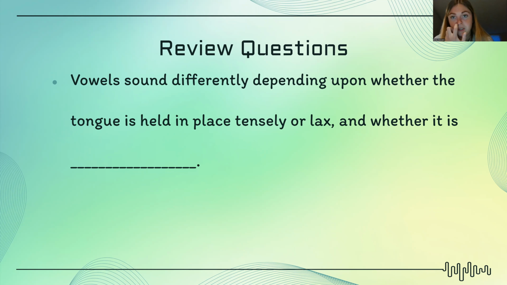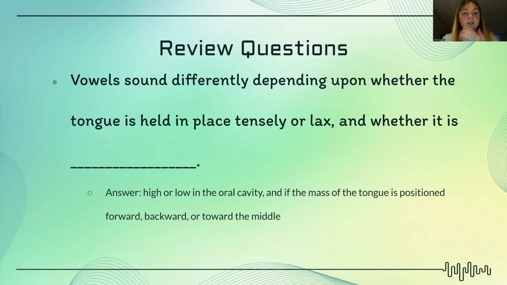So vowels sound different depending on whether the tongue is held in place tensely or lax, and what are all the other characteristics we use to characterize vowels and tell which vowel is what. So that is, like we talked about, the height of our tongue in our mouth, whether it is forward, back, or toward the middle. So it's height, front or back, and then if it's tense or lax. Those are all the different ways that we can describe how we produce vowel sounds.